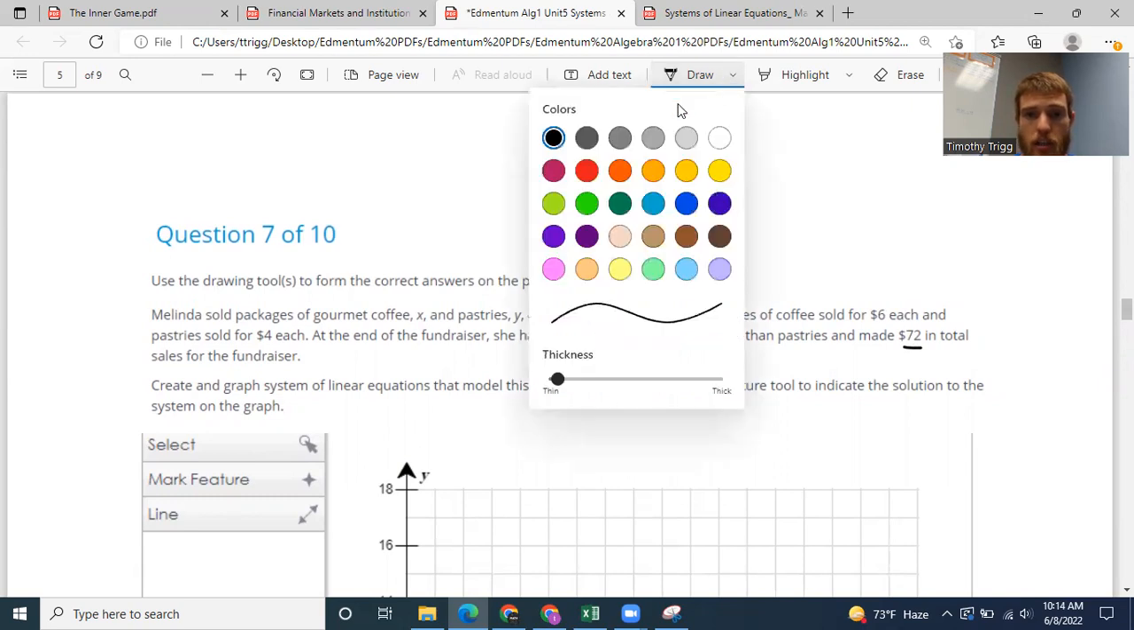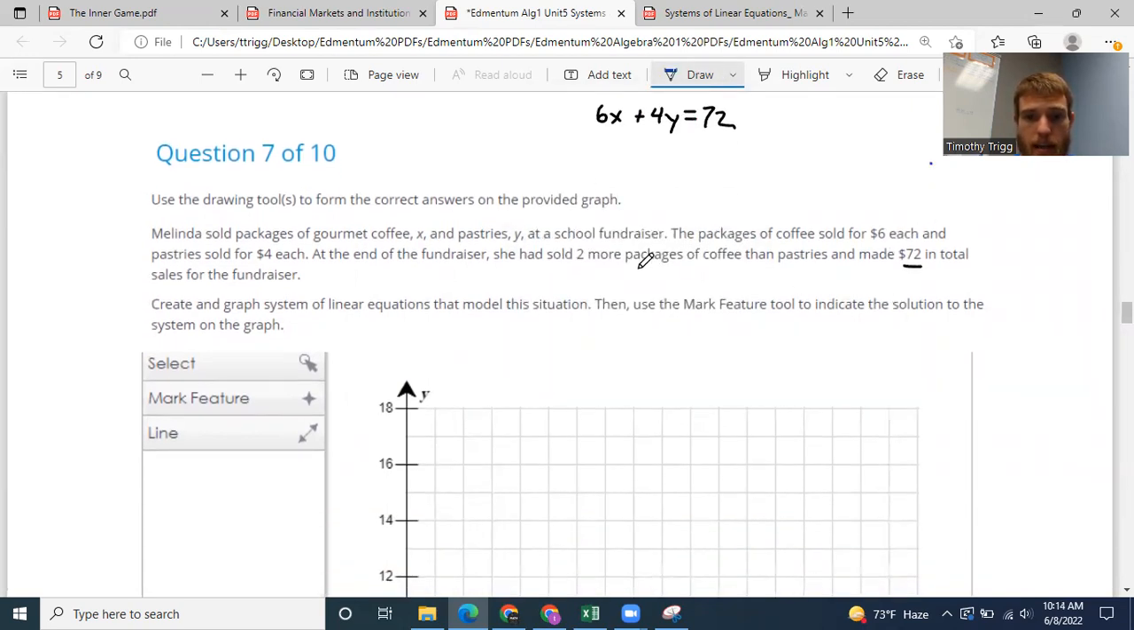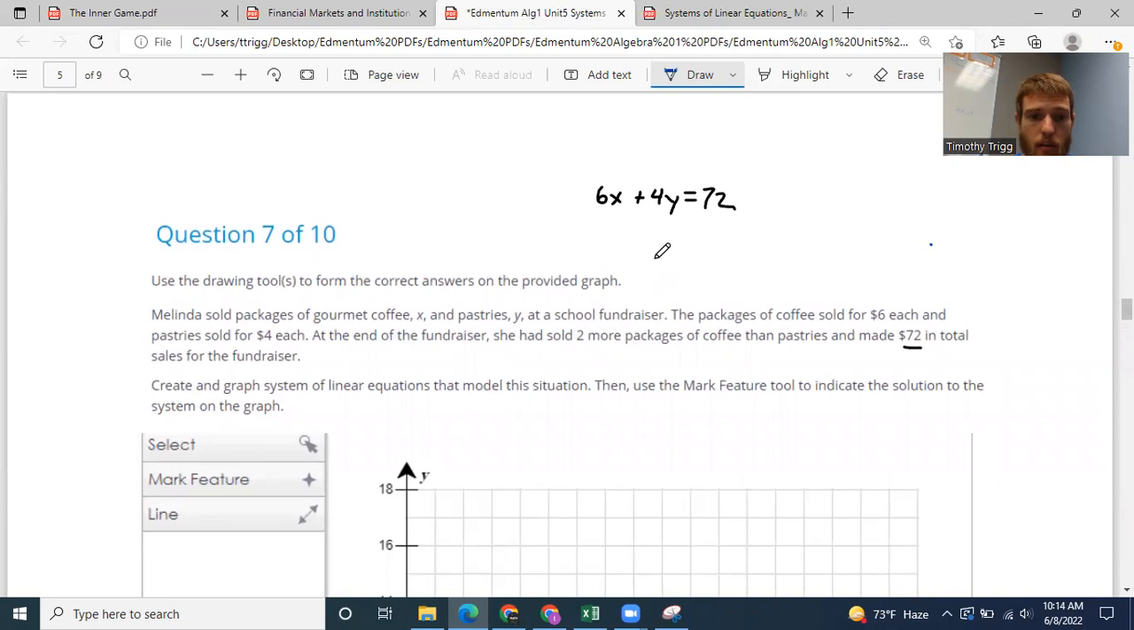Now, the second equation has to do with the fact that she sold 2 more packages of coffee than pastries. So 2 more coffees than pastries. So if I take the number of coffees and take away 2, that should be the number of pastries. Create and graph the system of linear equations that model the situation, then use the mark tool to indicate the solution to the system of the graphs.